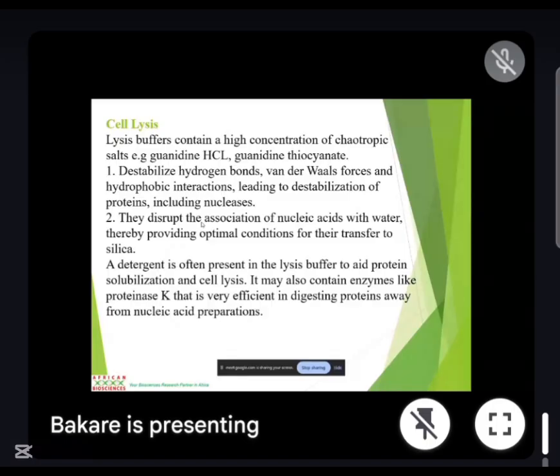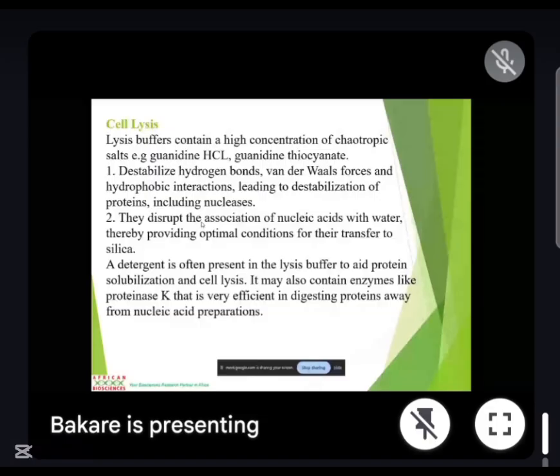Sometimes a detergent is also present in the lysis buffer, but it's not common. Like for Zymo, Zymo doesn't add detergent inside their lysis buffer, but the rest of the manufacturers that I have used, there is detergent. So whenever you put your lysis buffer inside your sample, whether it is blood or tissue, it tends to become soapy. It will look as if you added soap inside of it. So that is for lysis buffer.